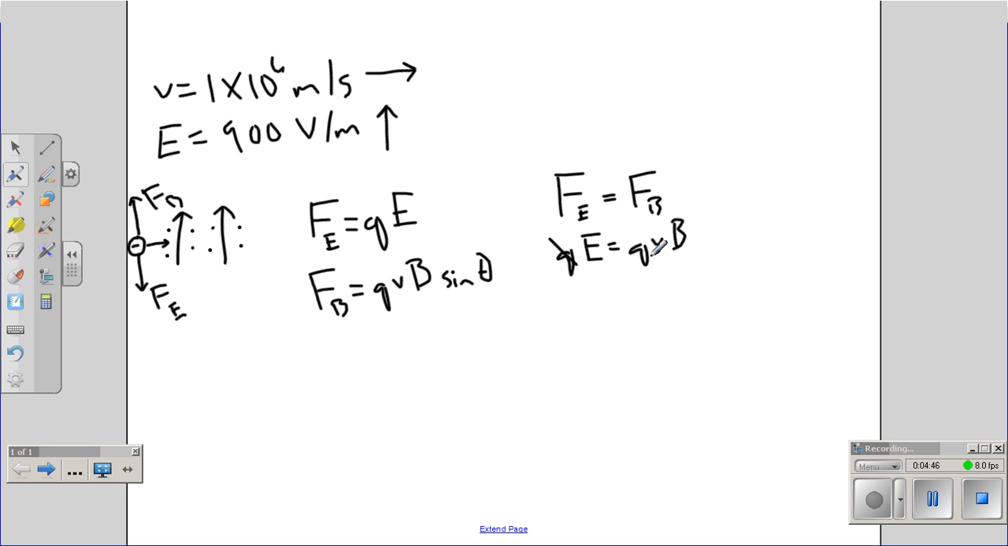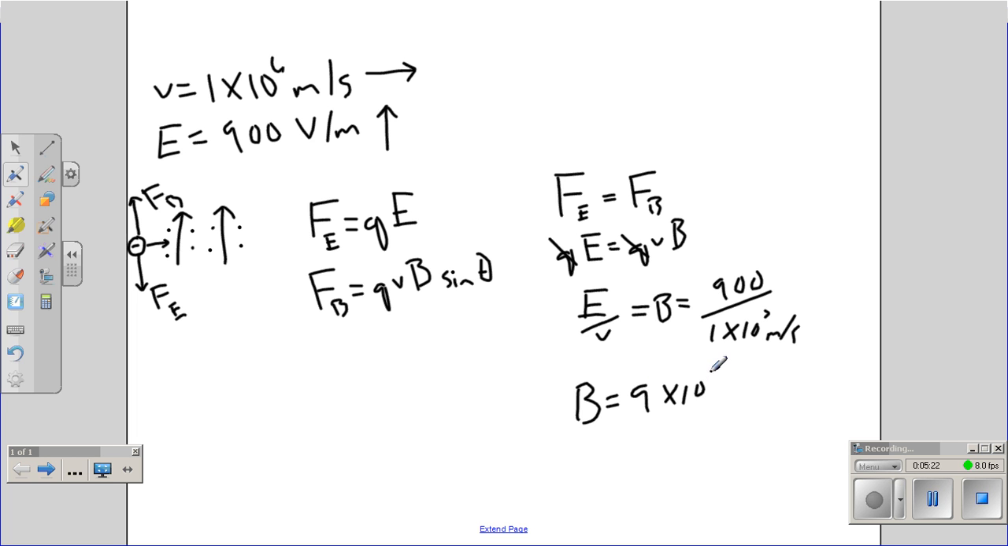Canceling our Q's out from both sides, we get that E over V equals our magnetic field. In this case, we've been told that our electric field is 900 volts per meter, and our speed is 1 times 10 to the 6 meters per second. That means the magnetic field that we need to have this particle pass through undeflected should be 9 times 10 to the minus 4 Tesla.